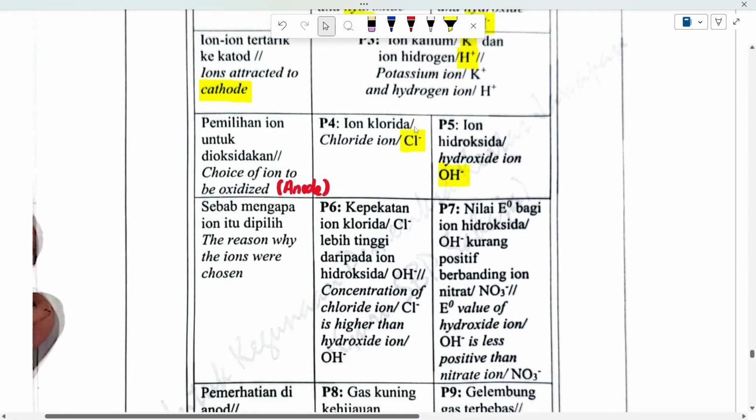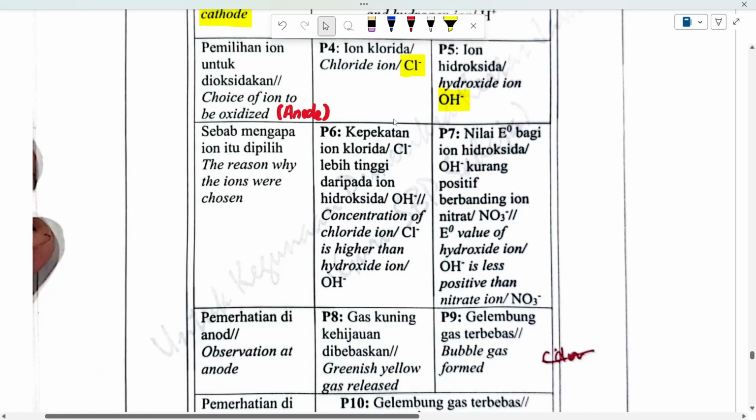So for set 1, because the concentration of the chloride ions is higher. Then hydroxide ions. If we need to compare like this, we better use the full sentence. Don't just write concentration of chloride ions is higher, then full stop. Higher than what? Higher than hydroxide ions.